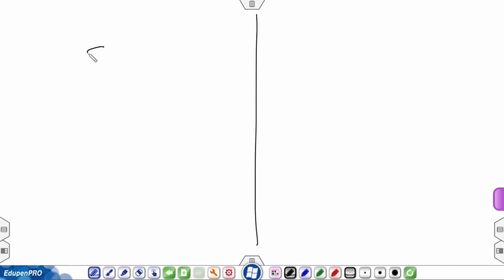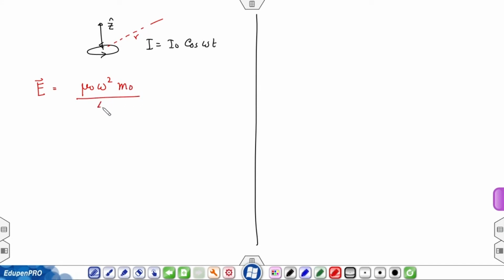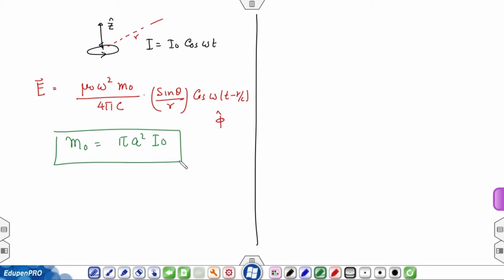So, if I have this small current loop with area in the z direction, with current I being I 0 cosine omega t, at far distance r I have the electric field E equals mu naught omega square m 0 divided by 4 pi c, sine theta over r cosine of omega t minus r over c, and it is in the phi direction, where m 0 is equal to pi a square I 0. I may have missed it in the previous formula.